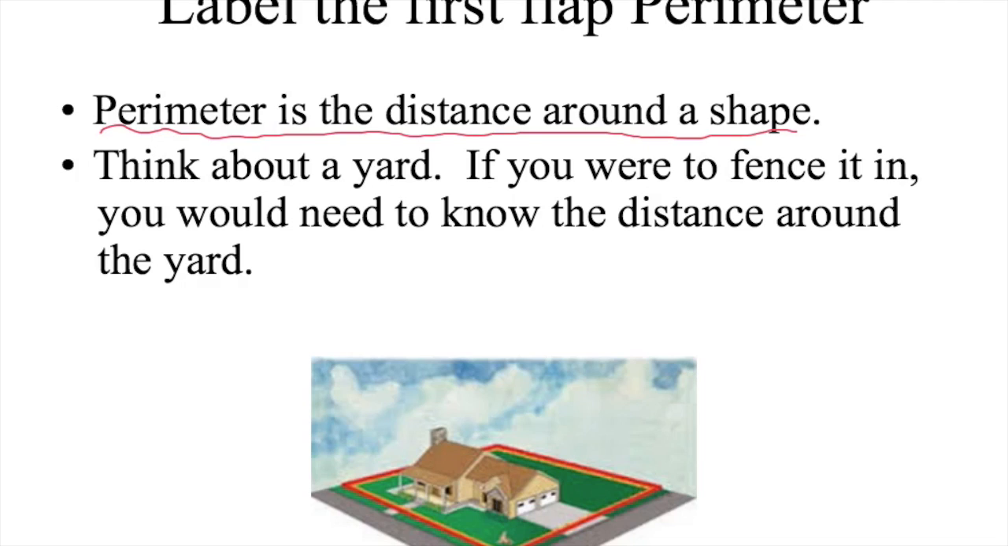Now, thinking about perimeter, this is the way I want you to be thinking about it. If we're thinking about the distance around a shape, we're going to be thinking about a yard. If I was going to be putting a fence in my yard, I would need to know how far around my yard that was. I would add all the distances, the sides together, and then I would know how much fencing I would need. That's what perimeter does. Perimeter is all about adding the length of the sides in a shape together.